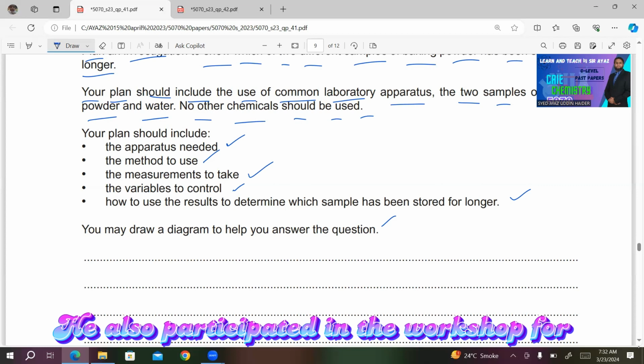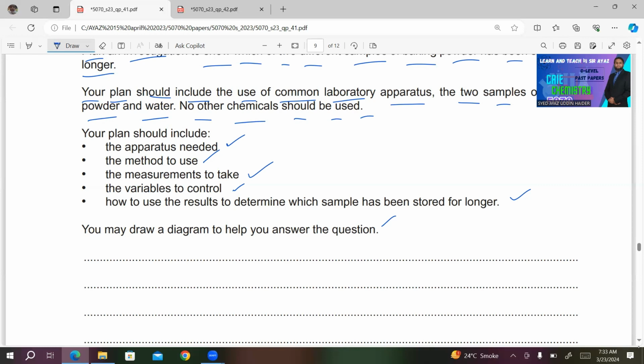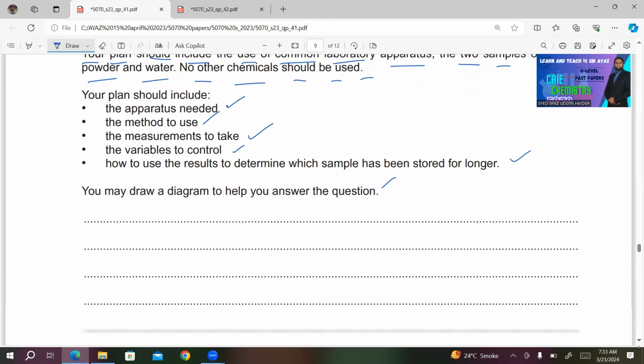Or you can have the opposite statement: when the sample is producing less gas, it will turn milky taking more time, which means that it is stored for a longer period. This will cover 4 marks. For the other 2 marks, you can draw one more apparatus and write one of the statements which I have just explained. So first of all, I will start with the statements.